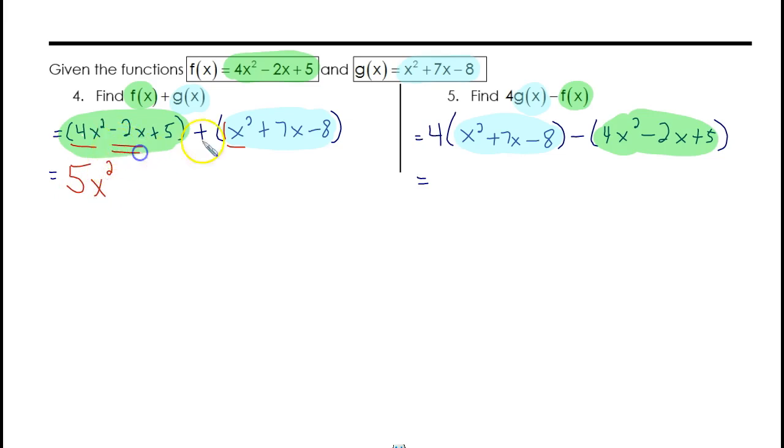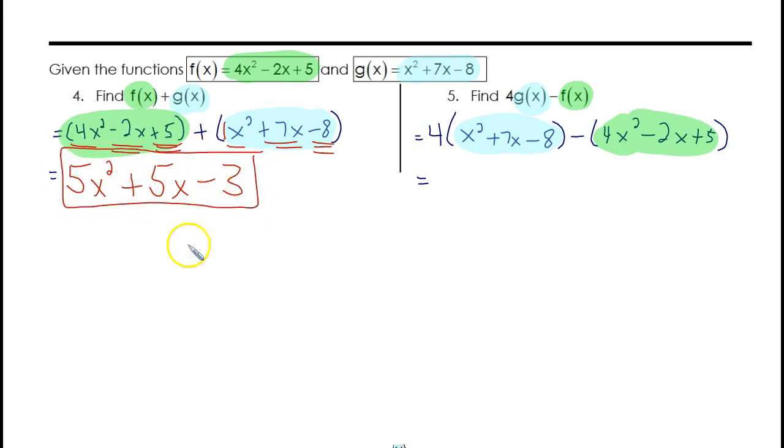Then we're going to combine together the x parts. So negative 2x plus 7x, negative 2 plus 7 is positive 5x. Different sign, subtract, and keep the sign of the larger one. So it's like saying 7 minus 2 is 5. And then 5 minus 8, same thing, different sign, subtract. So 8 minus 5 is 3, but we're going to keep the sign of the larger one, so we're going to keep it negative. We get our final answer, this quadratic trinomial of 5x squared plus 5x minus 3. When we combine f of x plus g of x.